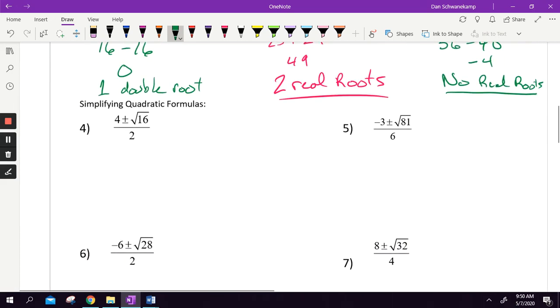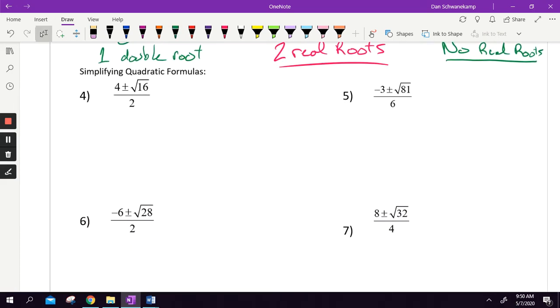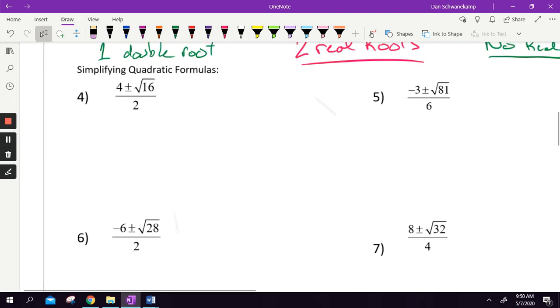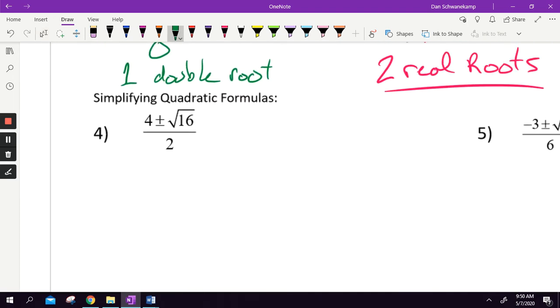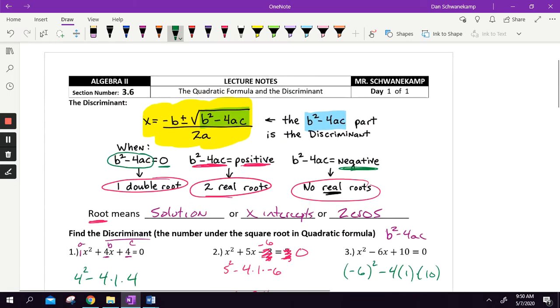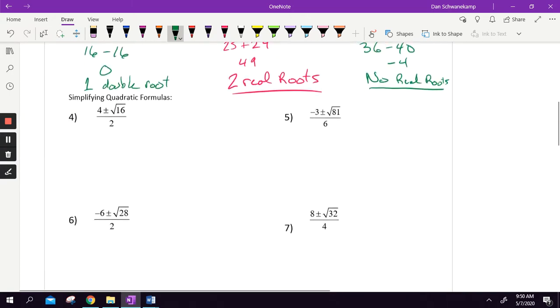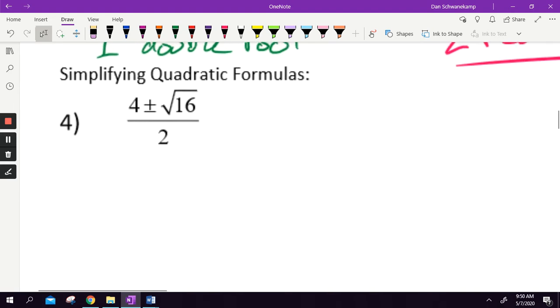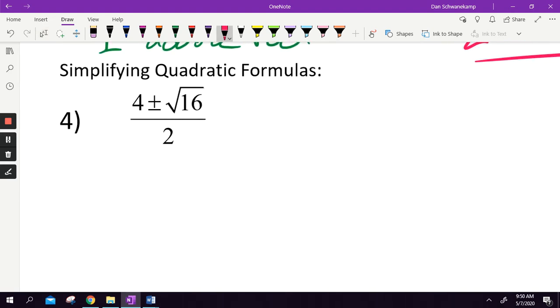All right, so that's the basics. That's the discriminant. And what we're doing here is I'm giving you a little bit at a time, a little bit at a time. So now let's learn how to simplify quadratic formula. Eventually, when we plug into this big guy up here, your answer is going to look something like this. And all we're going to do here is practice simplifying.